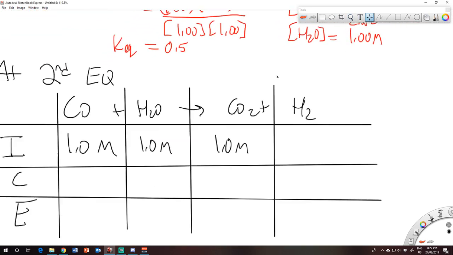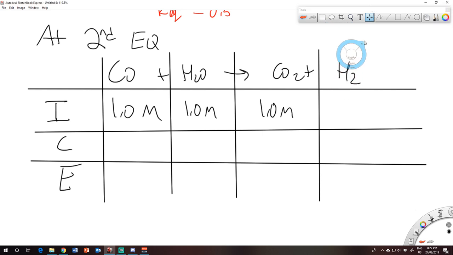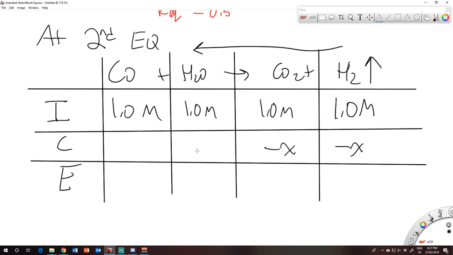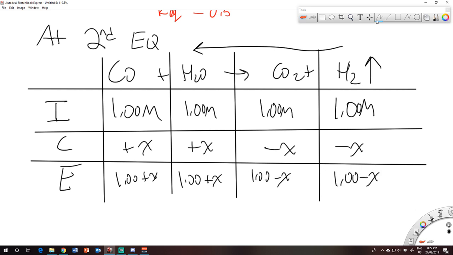All right, this is surprisingly easy now. Why? Well, this is how the reaction will proceed. We've added more of this, so this reaction has to proceed backwards. So this will be minus X, this will be minus X. This will be plus X, and this will be plus X. Then this will be 1.00 plus X, 1.00 plus X, 1.00 minus X, and this will be 1.00 minus X.